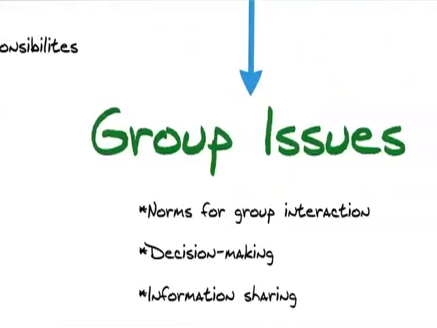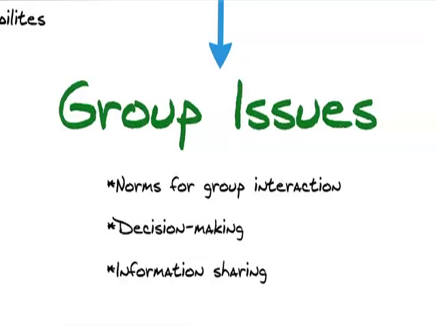A bit deeper in the water, we find group issues. This includes how different areas or departments of the organizations interact with one another. For example, what are the norms for how decisions are made and how information is shared between groups? Do the various groups feel included and supported?